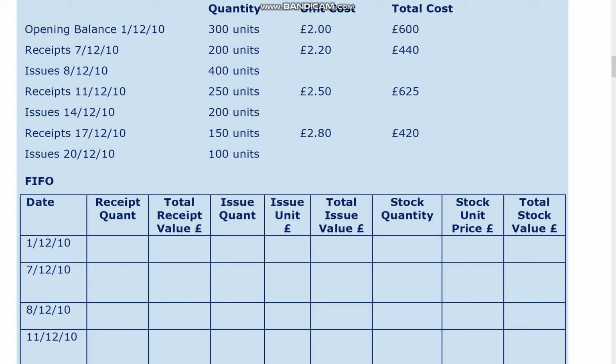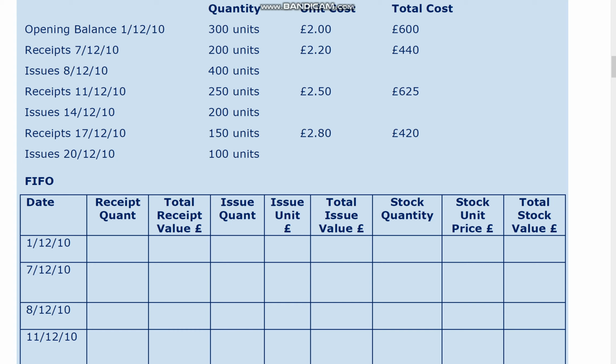Then receipts. Receipts simply means purchases. So on the 7th of December, they purchased or received 200 units at this unit cost. Then on the 8th of December, they issued. Issued means sales. So they sold or issued to production 400 units. Then receipts or purchases 250 units. Then issues or sales 200 units. Then receipts or purchases 150 units. And then issues or sales 100 units.